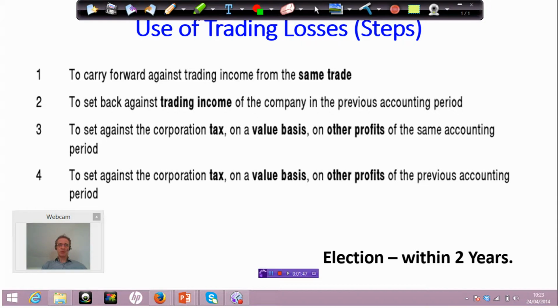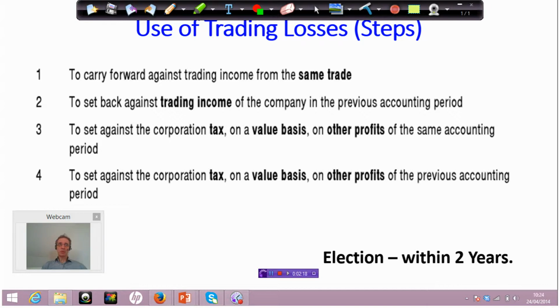Okay, so the first thing to note here in terms of the use of trading losses for companies is that we're required to follow a series of steps, and we have to follow them in order. The second thing to note here before we look at the order is that steps 2, 3, and 4 are optional steps. In other words, we have the option to use them, but if we do use them, we have to use them in order. Okay, more of that a little bit later.